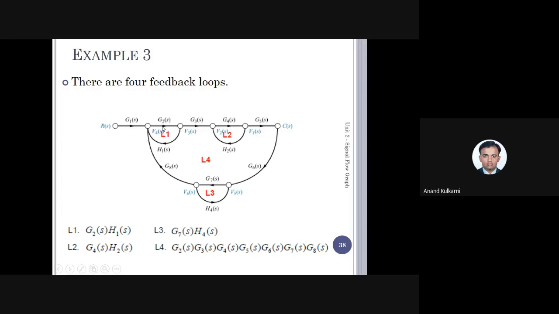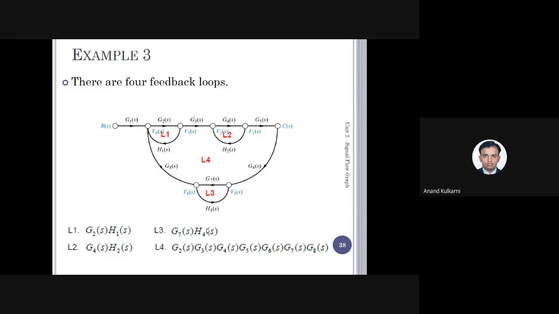So first loop is what? G2, H1 is first. Then G4, H2 is the second. Then third is G7, H4. Then this bigger loop, that is G2, G3, G4, G5, G6, G7, G8, is the fourth loop. So how many do we have? We have totally 4 number of loops.